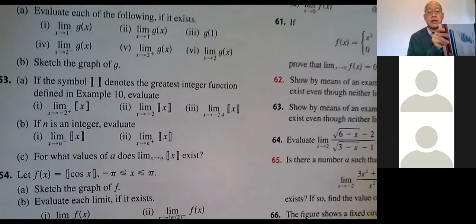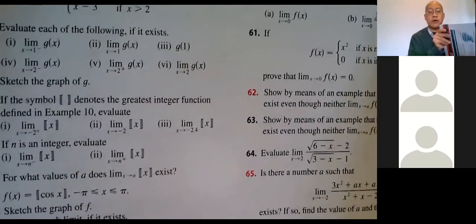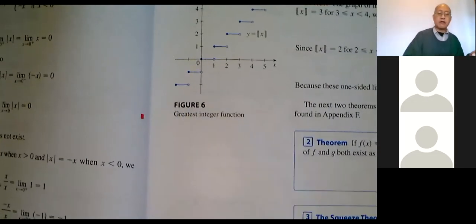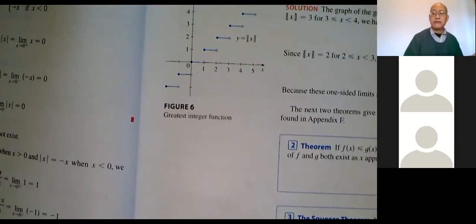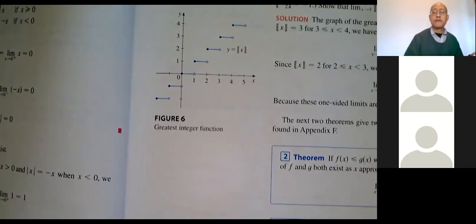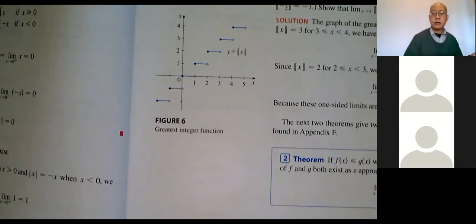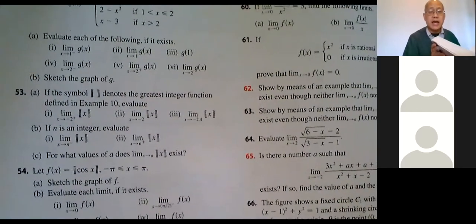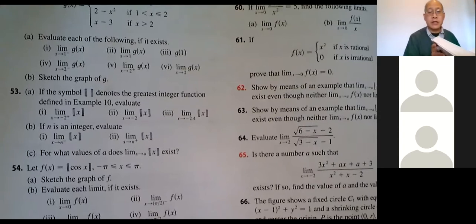How about the third one? Limit as x approaches negative 2.4, double-sided. That's going to be okay. They don't show you the graph, but it doesn't matter if I'm a little bit to the left or a little bit to the right of negative 2.4. If I'm at negative 2.39 or negative 2.41, in either case, you're going to go to negative 3. So that limit does exist. 53A III, the third one, the answer is negative 3.